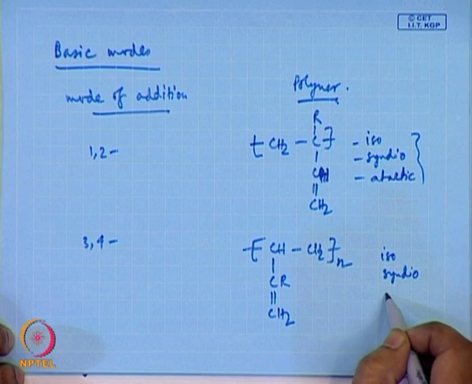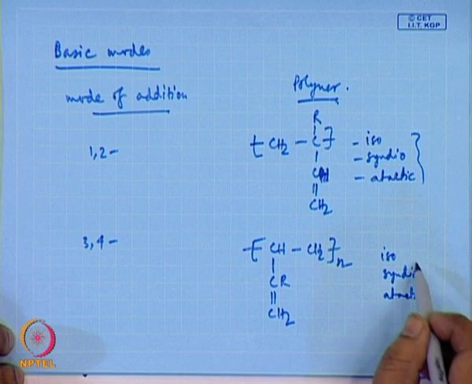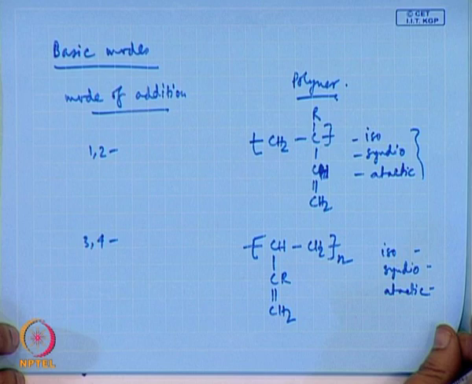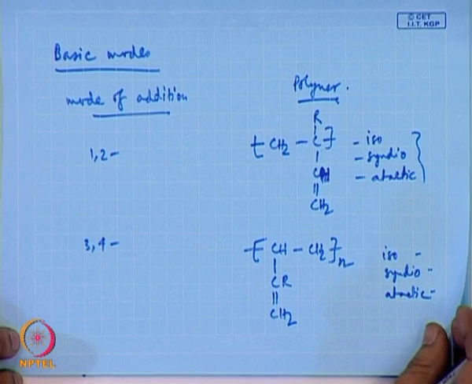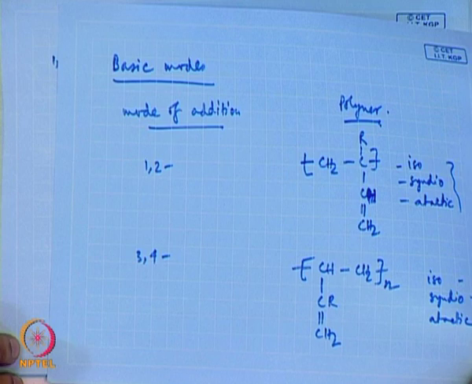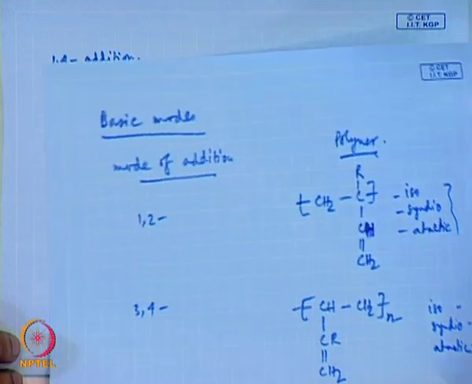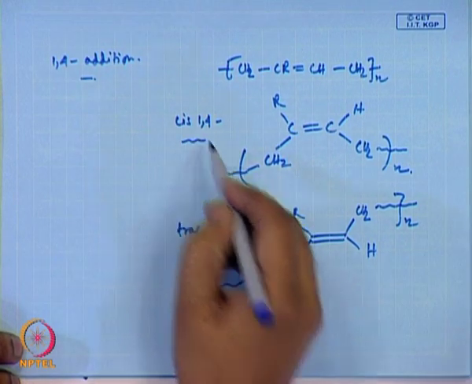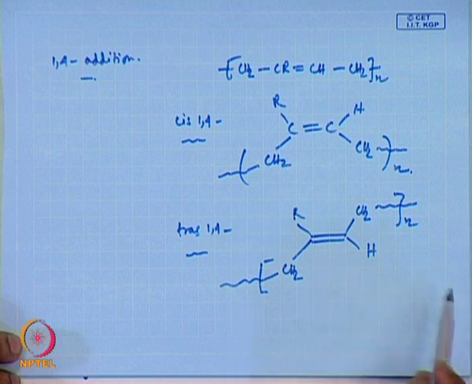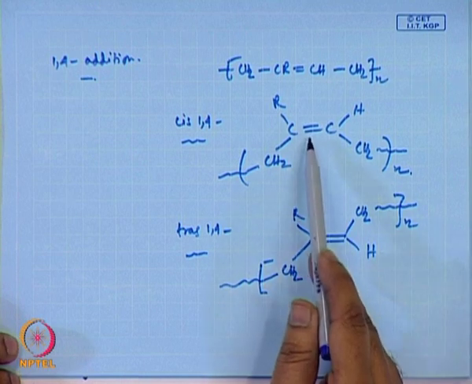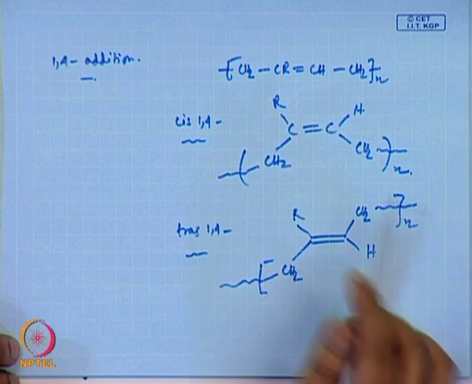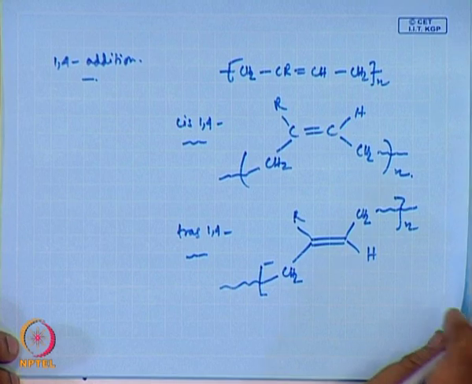So, you can now imagine how many possible isomers or isomeric forms you can get by polymerization of the 1,3-butadiene molecule. Now, what is the difference between these two? This is a cis arrangement of the repeat units, whereas this is a trans arrangement of the repeat unit. Now, if you extend this polymer chain, you can write a cis structure like this.